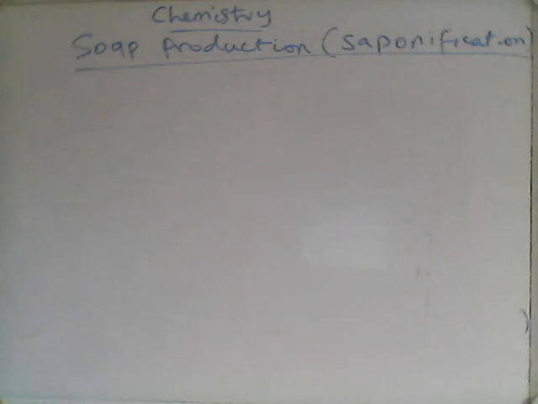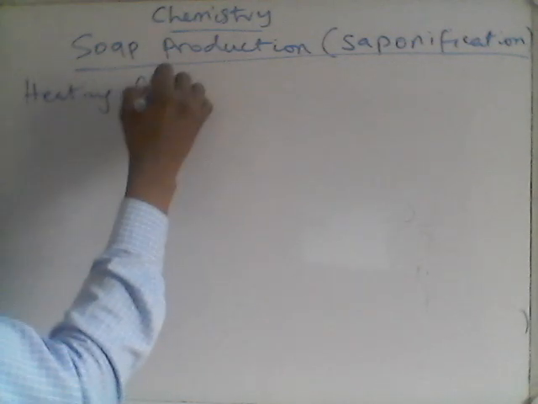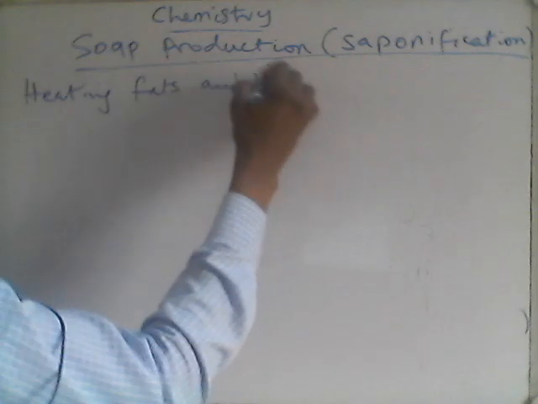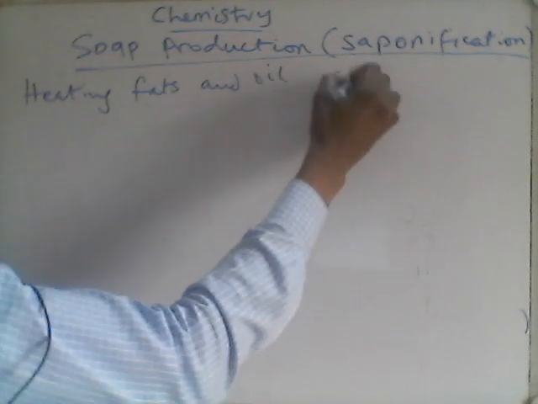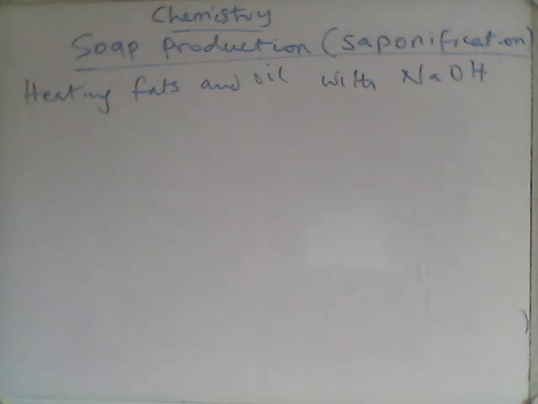The process involves heating fats and oil with sodium hydroxide. So when you do this, you are producing soap. You get soap and glycerol. Types of soap: you have hard soap from sodium hydroxide and soft soap from potassium hydroxide.